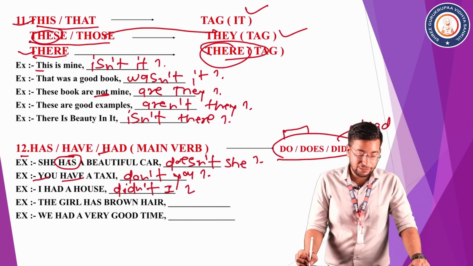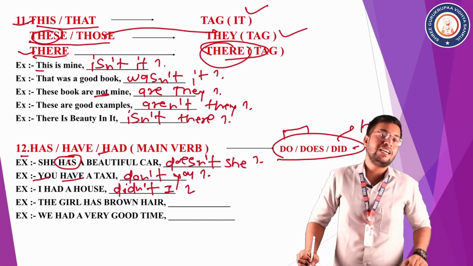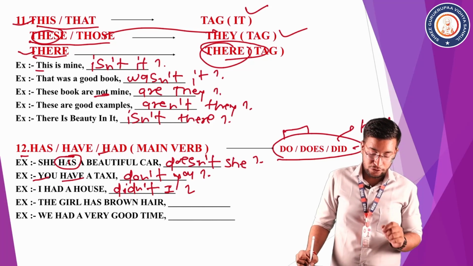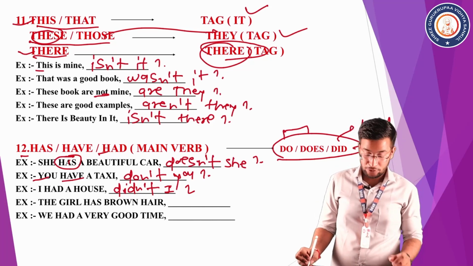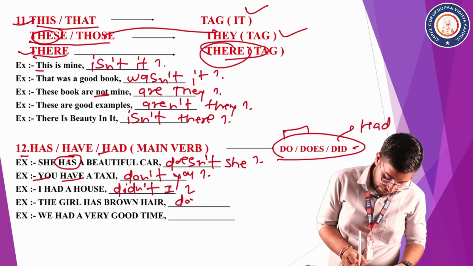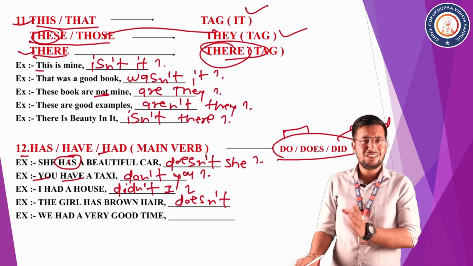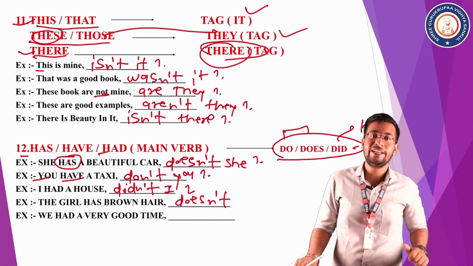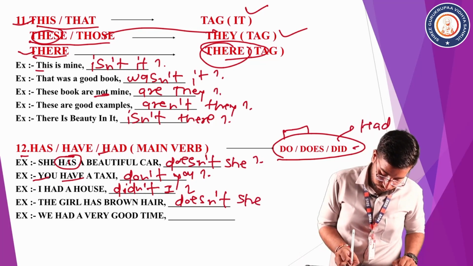Next example, the girl has brown hair. In this example, has is working as a main verb, so we'll use either do or does. Because this is singular, we will use does. And because this is affirmative, we have to make it negative. So it will be doesn't. Doesn't the girl? No. We have seen already, we have to use a pronoun. So it will be doesn't she.